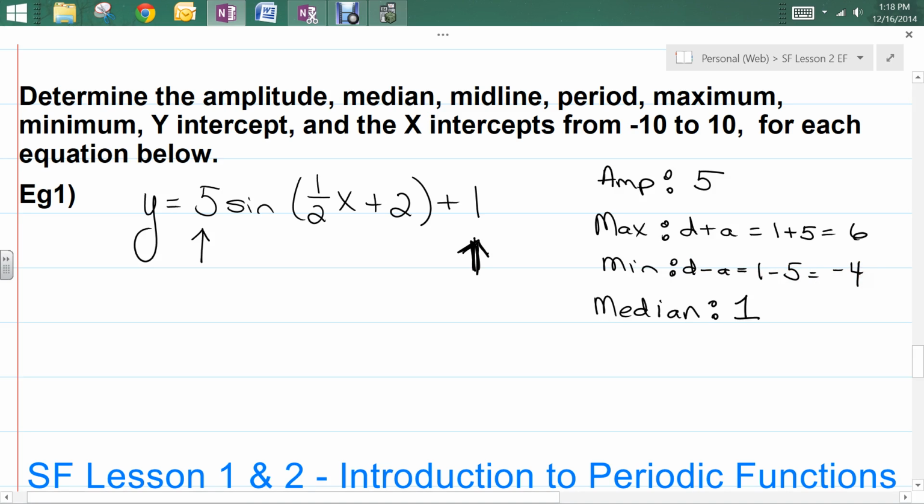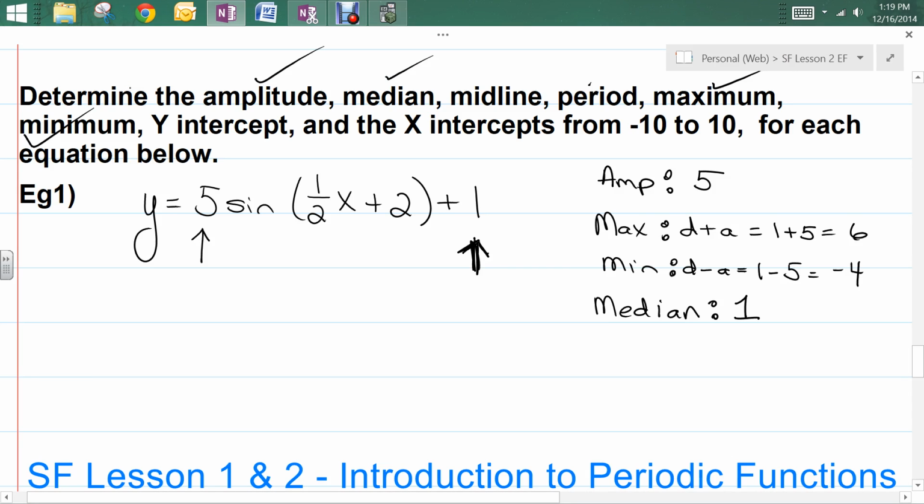Now, keeping in mind what we know about these things, the median is 5 away from the max or 5 away from the min, which is the amplitude. When we were doing it before, the median is exactly halfway between the max and the min. Exactly halfway between 6 and -4 is +1. So we can do it that way. So I've found the amplitude, the median, the maximum, and the minimum so far.